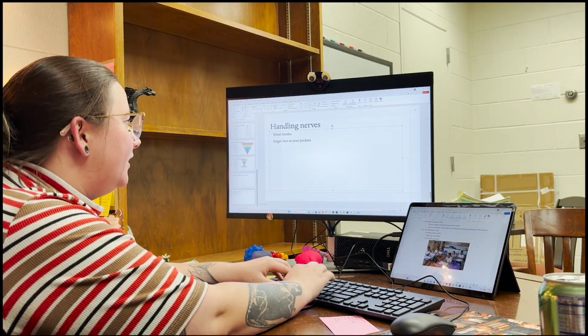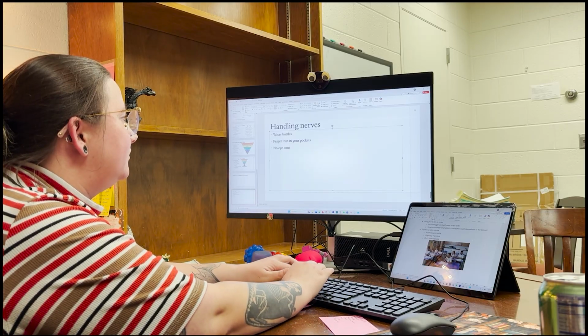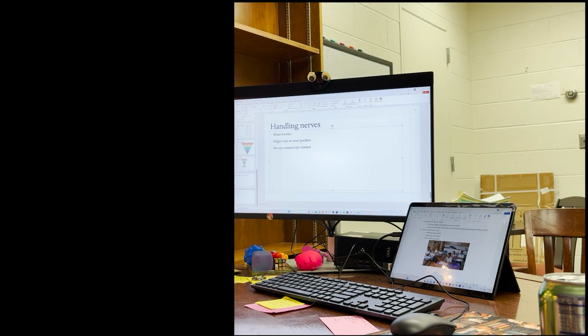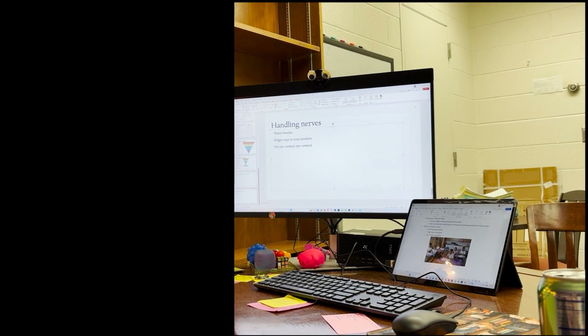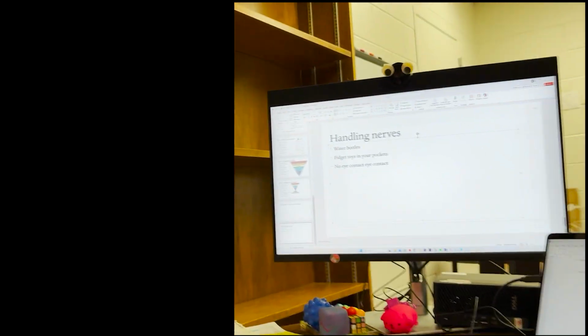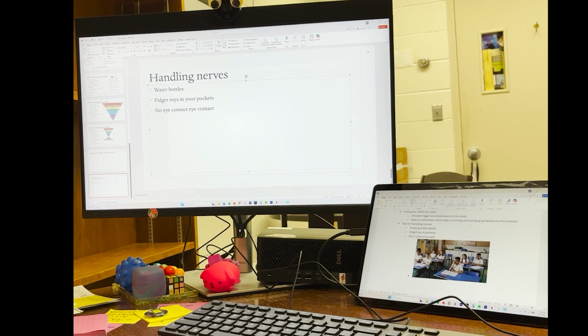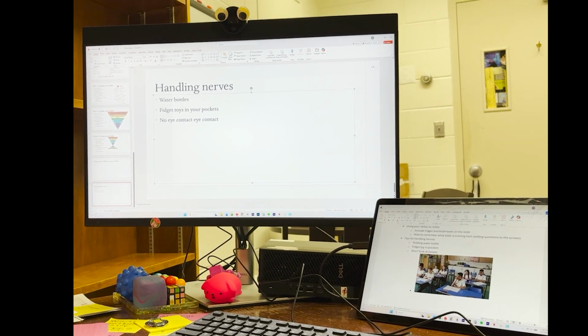And then number three, no eye contact. I think this is the number one thing that scares people the most. They look out into this crowd of people and they psych themselves out: everyone's staring at me. I need to be making eye contact with people, but looking at people scares me. It makes me realize that there's people looking at me.